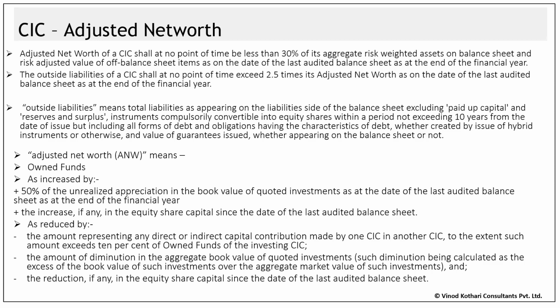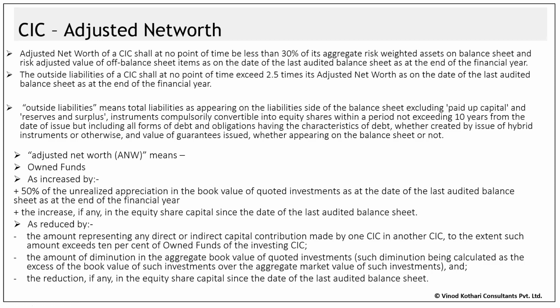After this, there are two reductions to be made. One is, of course, if you have made any capital reduction. So if there is an increase, it's added. If there is any reduction in share capital, it has to be subtracted. Apart from this, the other reduction is the amount representing direct capital contribution. So if a CIC has made any capital contribution in another CIC, this particular contribution is reduced from the adjusted net worth.